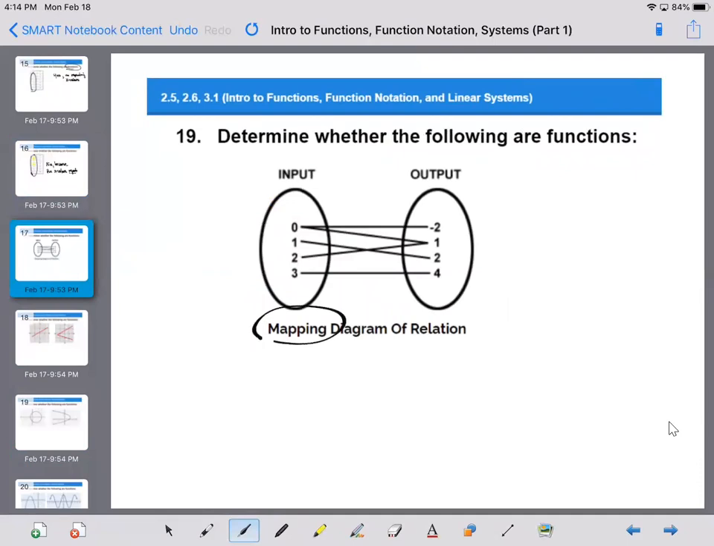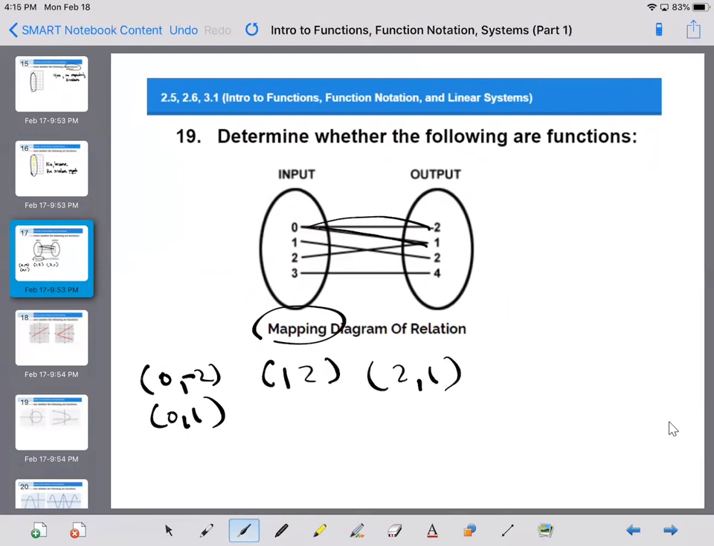This is a mapping diagram. So if I were to look at the ordered pairs, this would be 0, -2. So see, 0 is mapped to -2, but 0 is also mapped to 1. 1 is mapped to 2. 2 is mapped to 1. And 3 is mapped to 4. So the error lies right over here where we've got repetition with our 0, and you see that 0 maps to -2 and 1. So for every x value, there's exactly one y value. Well, here we're saying there's one x value, but then we have two y values.